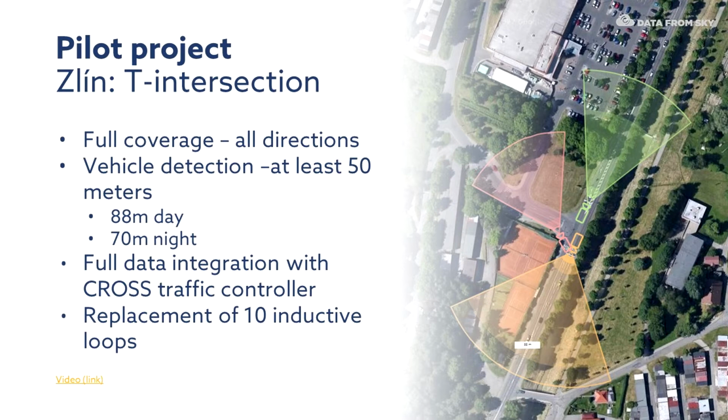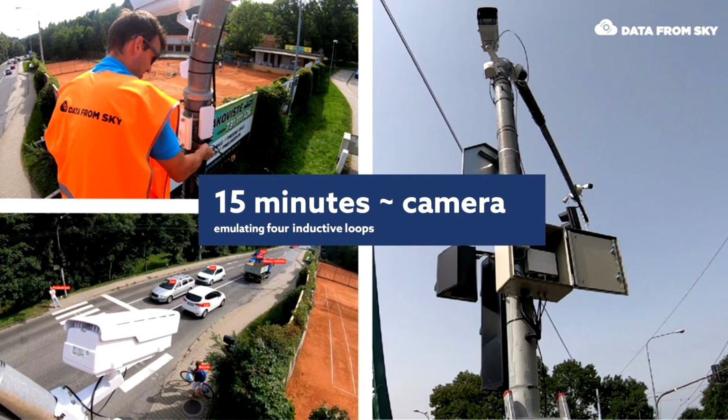It's easy, it's fast, and it gives you much more data and much more ways to work than just simple presence in a zone based on triggering the relay or dry contact. You can detect the vehicles quite far away, 88 meters during the day, 70 meters at night. But let's look at another slide, where you can actually see some pictures from the installation.